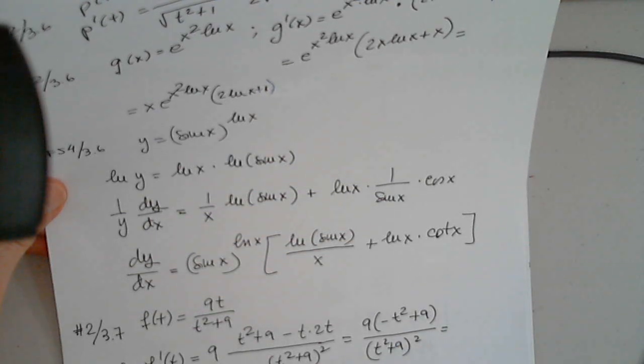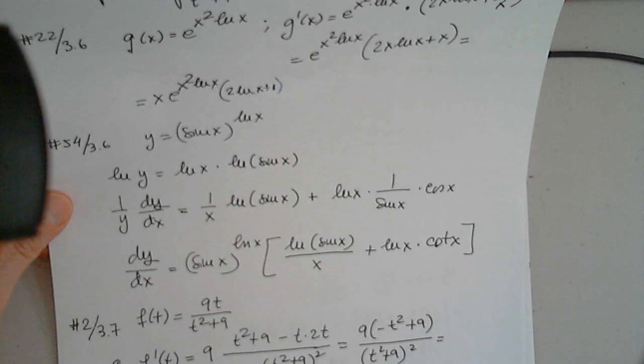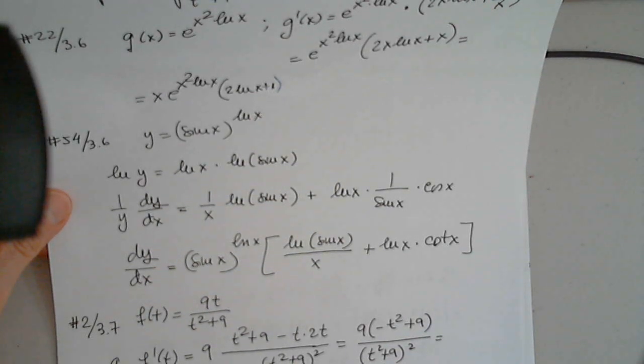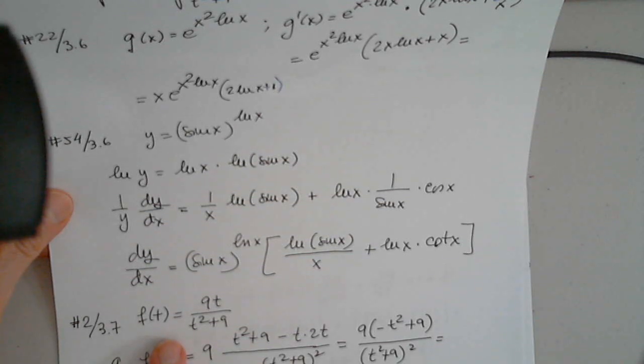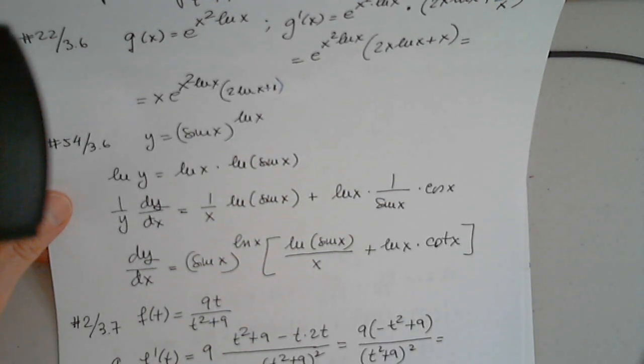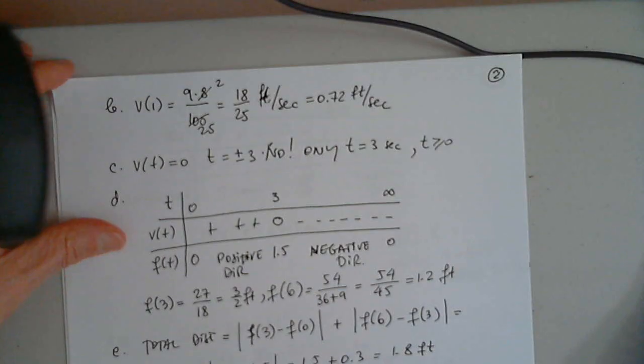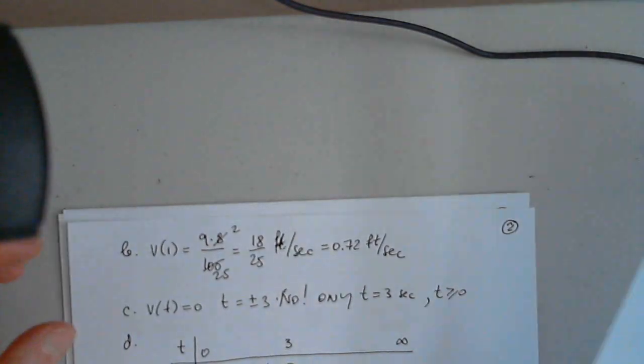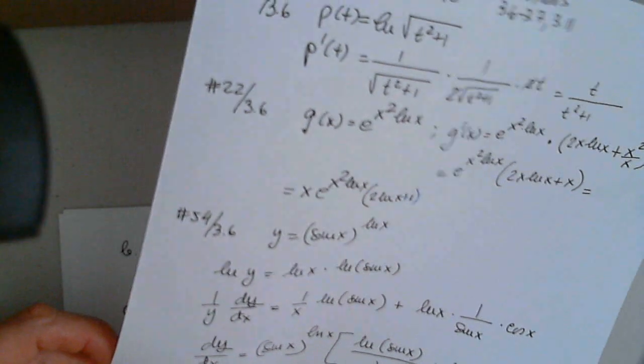And I will factor out negative 1. And then I have t squared minus 9, which is t minus 3 times t plus 3 over t squared plus 9 squared. And this is the velocity function, assuming that this is the distance function. Next question was asking us to find v of 1. So all I did was I just plugged in 1 in the formula.